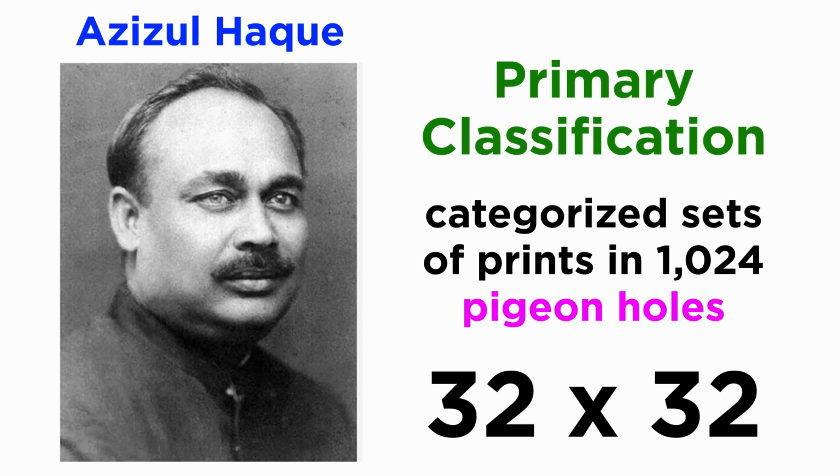Azizul Haque, Henry's colleague, discovered a method to group a set of fingerprints in 1,024 pigeonholes according to primary classification. This setup was designed in such a way that there were 32 rows, with each row having 32 pigeonholes.